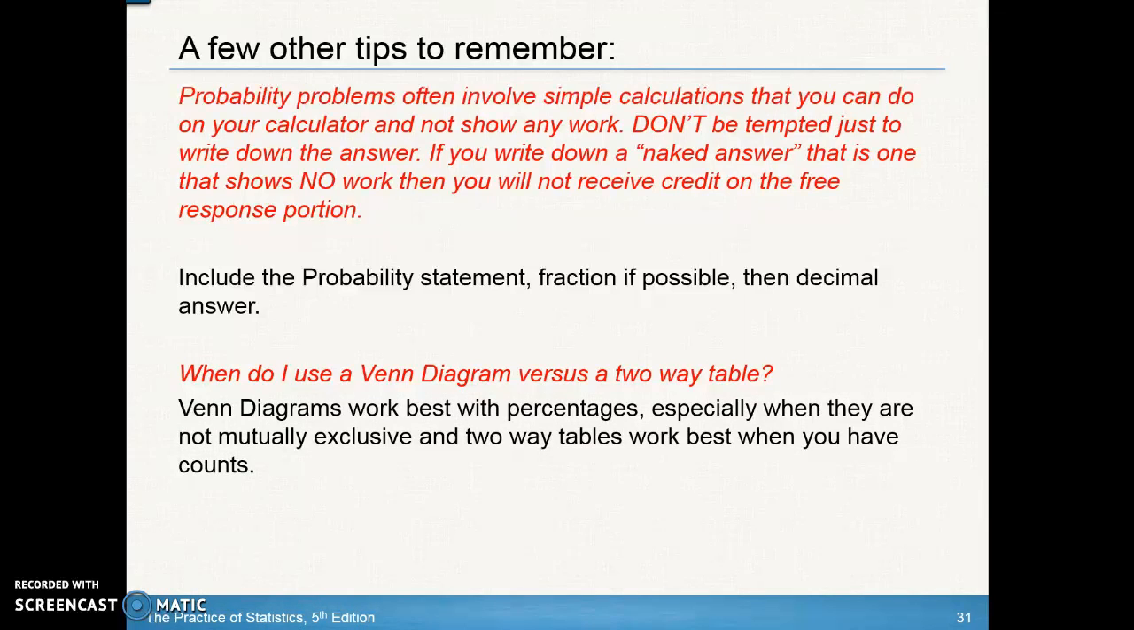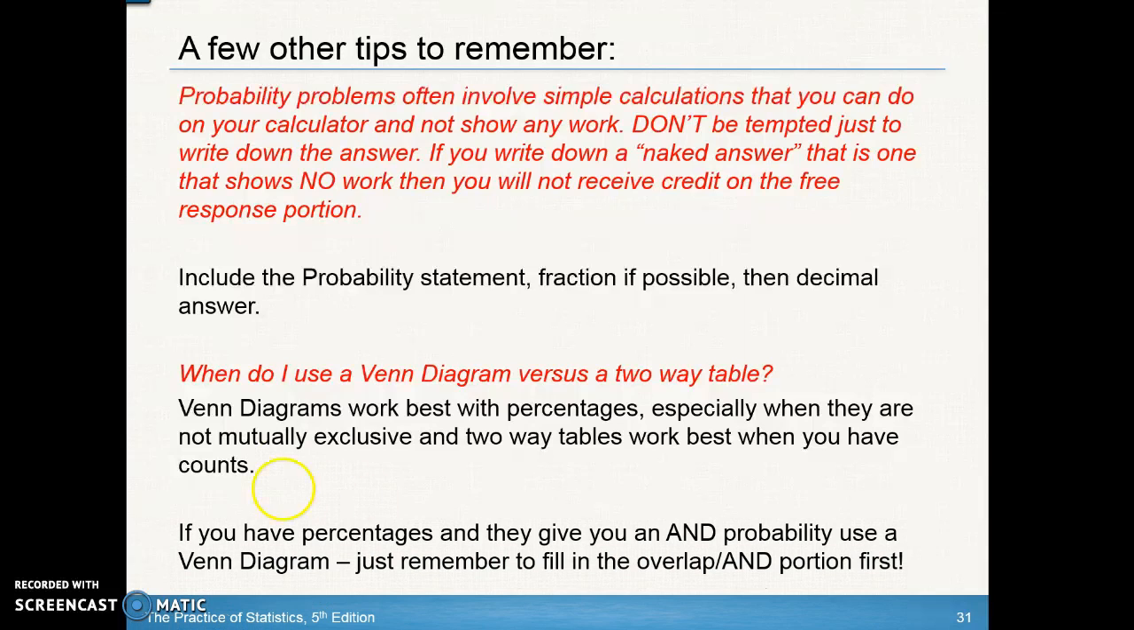How do you know when to use a Venn diagram versus a two-way table? Venn diagrams work best with percentages, especially when they're not mutually exclusive and the problem states the and probability. If you have percentages and they give you an and probability, use a Venn diagram. Just remember to fill in the overlap and portion first.